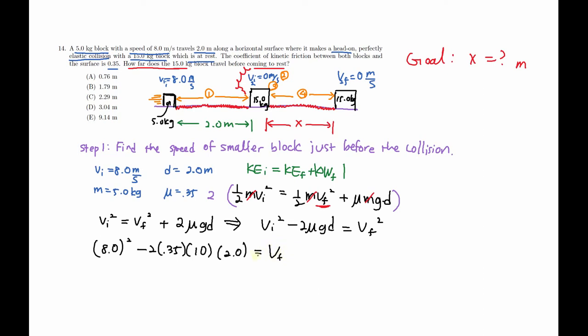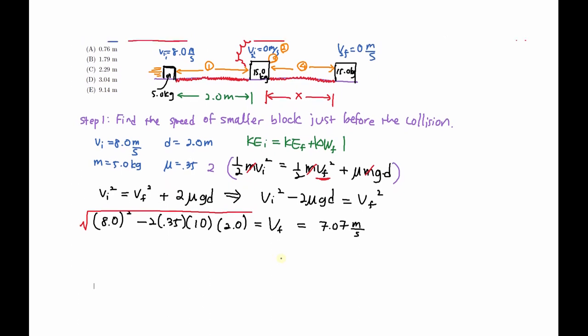Then I need to take the square root of both sides to find the final velocity. You're supposed to get 7.07 meters per second. Now we just finished the first part. Now we're going to move on to the second and third part.